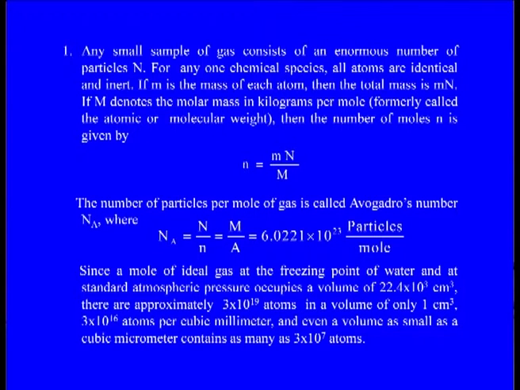Since a mole of ideal gas at the freezing point of water and at standard atmospheric pressure occupies a volume of 22.4 liters, there are approximately 3 times 10 to the power 19 atoms in a volume of only 1 cubic centimeter, whereas 3 times 10 to the power 16 atoms per cubic millimeter, and even a volume as small as a cubic micrometer contains as many as 3 times 10 to the power 7 atoms. So, that means the assumption that any small sample of gas consists of an enormous number of particles is justified for ideal gases.